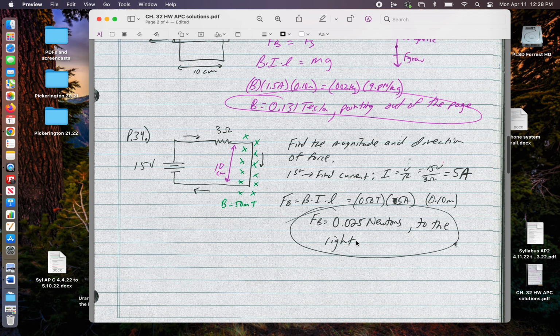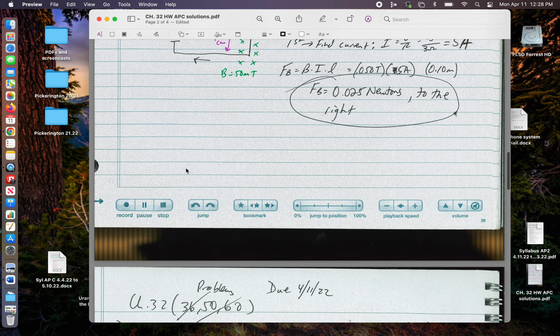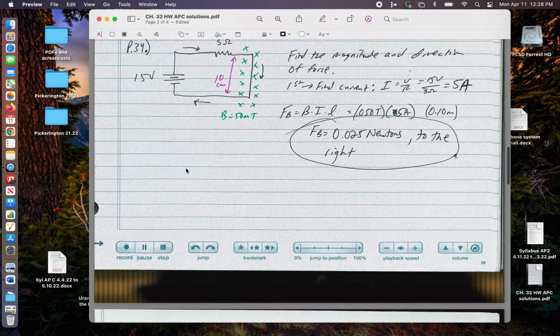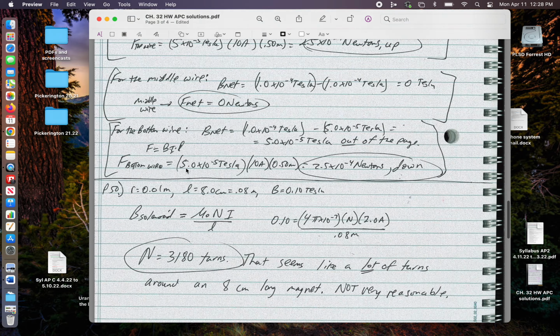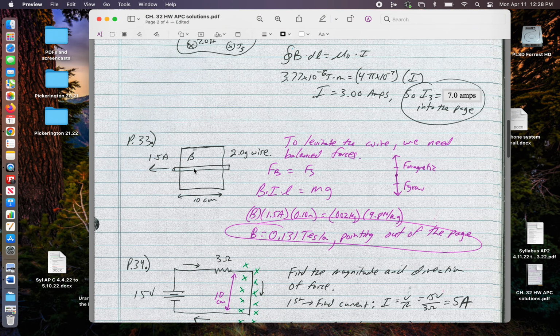For 33, 34, they're kind of similar. Actually, they're not. 33 and I believe 36, or maybe, I don't know, 60. Maybe it's not that similar. So 33 deals with balanced forces. So you have a 2-gram wire. It's in a magnetic field, 10 centimeters across. It's asking you to find the strength and direction of the magnetic field.